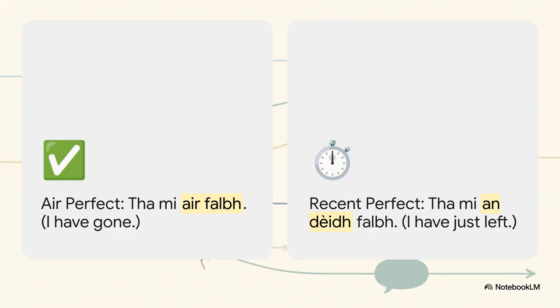We can say Thami air falbh, I have gone, but if we swap air for an dèidh, we get Thami an dèidh falbh, I have just left. It's the same family of meanings, but a distinctly different job. Similarly, Thami air ithe becomes Thami an dèidh ithe, to mean I have just eaten. The an dèidh structure inherently points toward immediate recent completion.